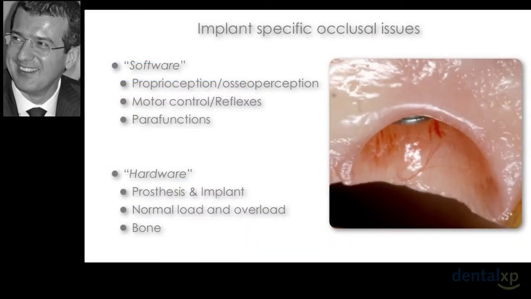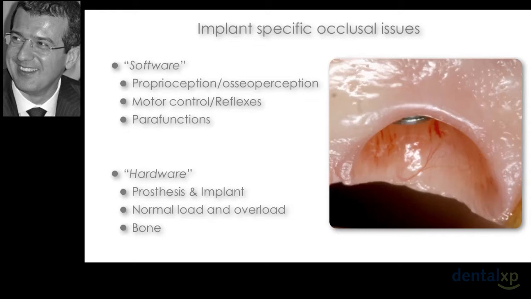Talking about implant-specific occlusal issues, we said that we are going to define some specific features with implants, and some of these features are related with what we can call software problems, and software is related with the problems of function, proprioception versus osseoperception, the way motor control is working on implants, what parafunctions are doing to implants, and the other issue is the hardware issue.